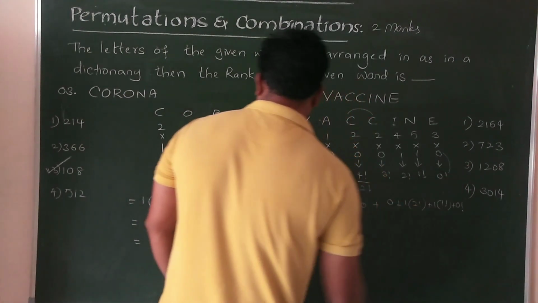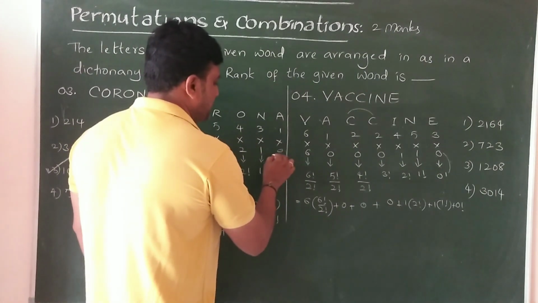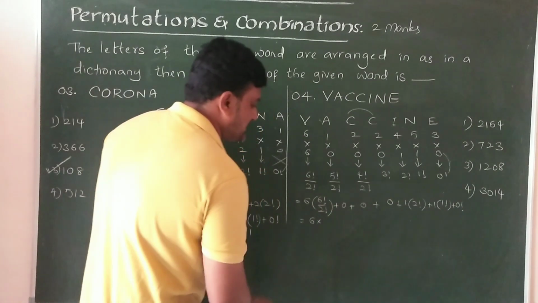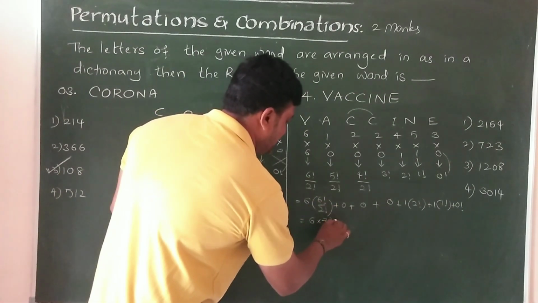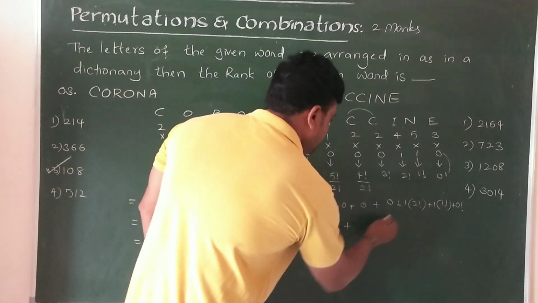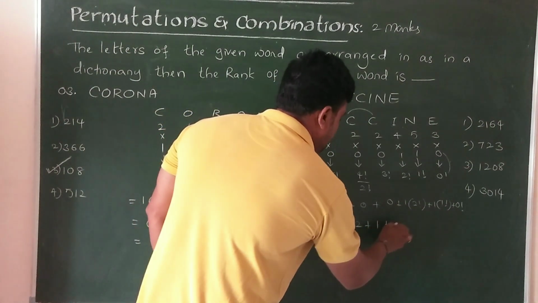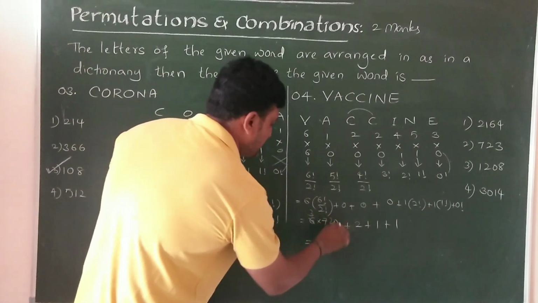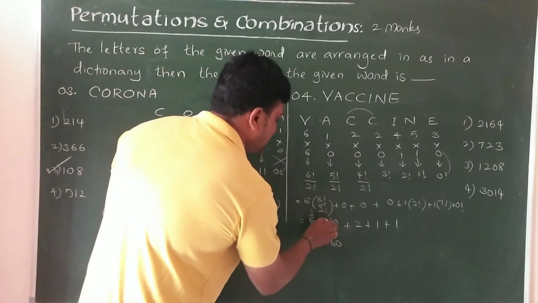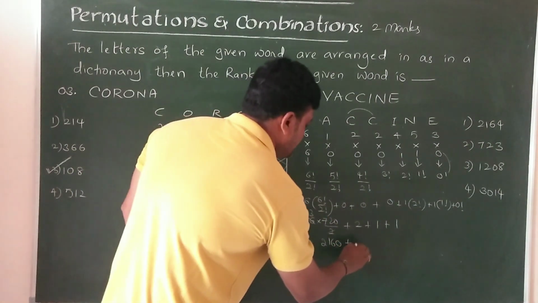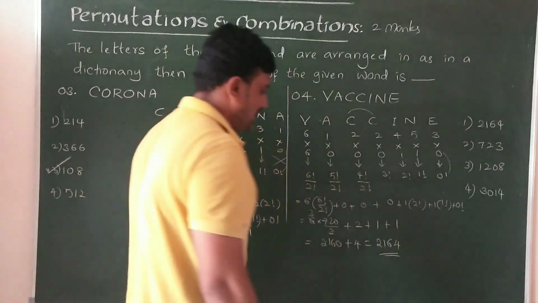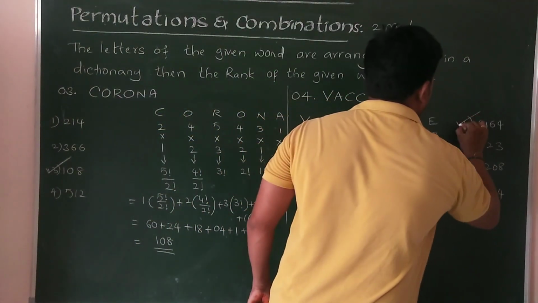Don't multiply here. Okay. Now 6 into 6 factorial means 720 by 2. Then plus 2 plus 1 plus 1. Okay. Now 3 into 2, 6. 3 into 7, 21, plus 4. 2164. Okay. Now our option is the first one.